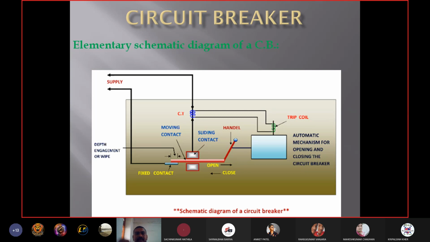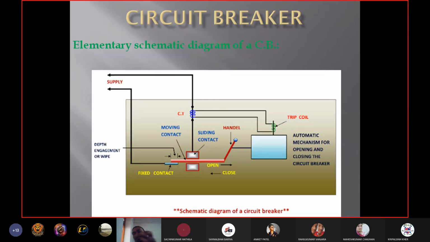Okay, now we assume that a fault occurs in the circuit. As soon as the fault occurs, the fault current increases, and this fault current is sensed by the CT. As soon as the fault current is sensed by the CT, the current flowing through the secondary also increases. The current flowing through the secondary of the CT also flows through the trip coil, because it is connected in the secondary of the CT. So now the fault current is also flowing through the trip coil.